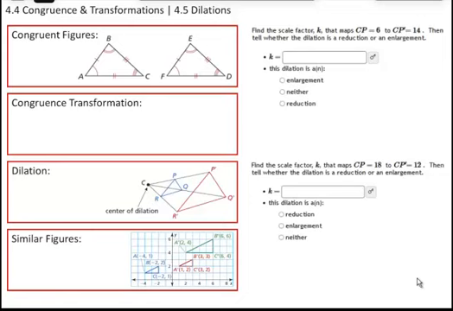This is a combination of 4.4 and 4.5. Okay, the first is the idea of congruent figures. So remember, here's the symbol for congruence. Congruent means that they're equal in all respects. And so everything about them is equal. And with respect to the transformation rules, if two figures are congruent, they can map directly onto each other.